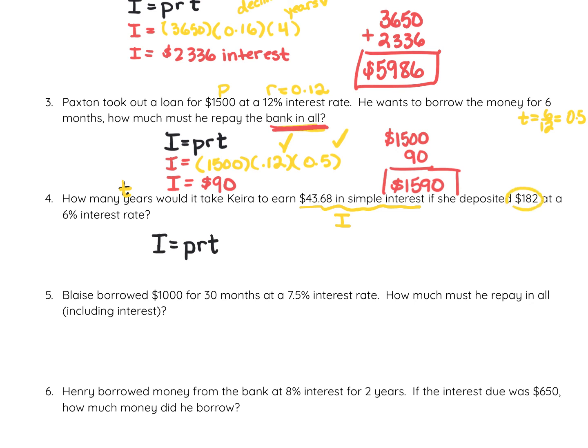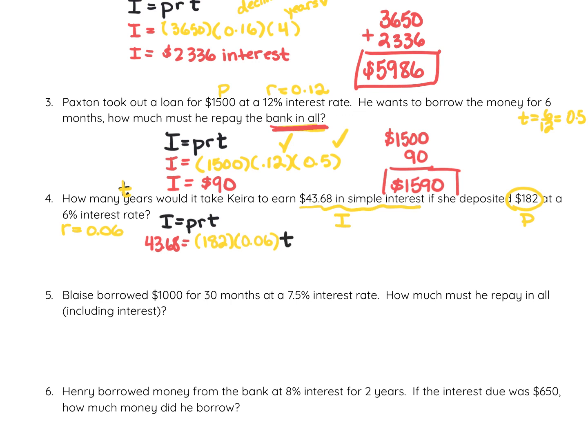If she deposited, here's what she starts with. That's the principal, $182. And then my rate is going to be 0.06. So now I'm going to plug this into my formula. I had to erase that because I knew I was going to run out of room. So my interest is $43.68. That's going to go on the left-hand side of the equation. My principal is $182. My interest rate is 0.06, and I'm going to leave this in black. T is what we're looking for.